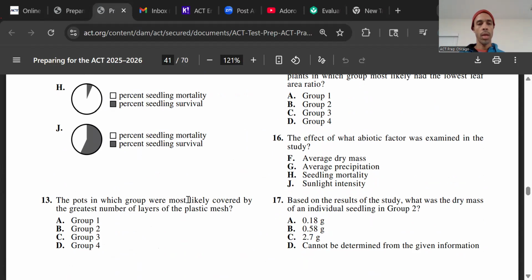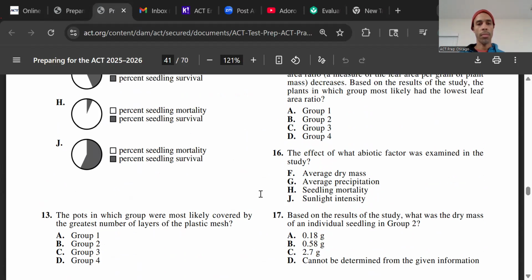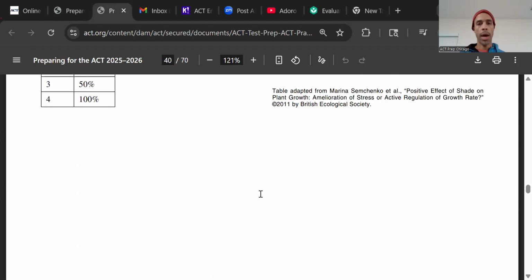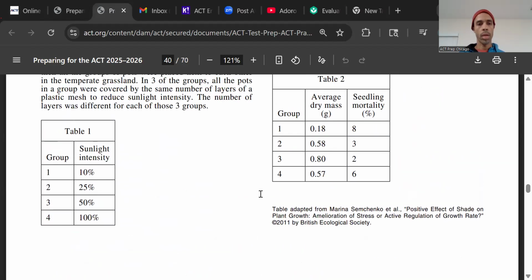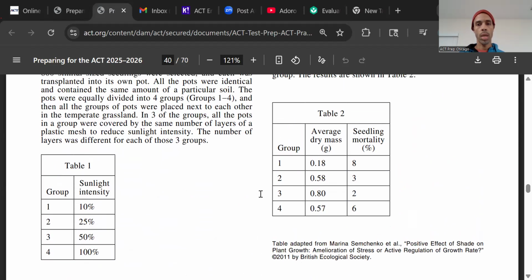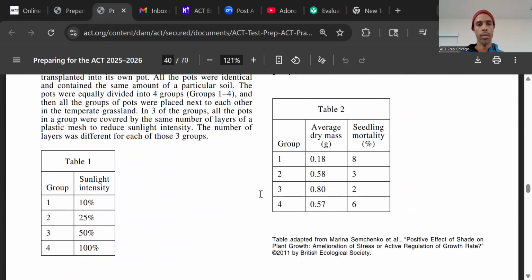The 13. The pots in which group were most likely covered by the greatest number of layers of the plastic mesh? So pots in which group were covered by the greatest layers?